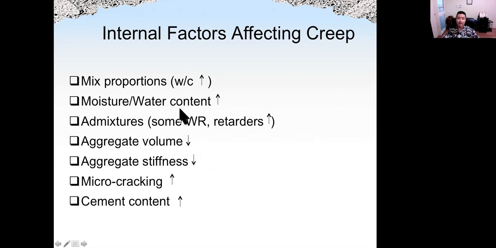Internal factors. Okay, so here means if we increase W over C, creep will be higher. So same thing for dry shrinkage. Increase moisture and water content, creep will be higher. Again, same thing for dry shrinkage. Okay, and you can see the remaining internal factors affect shrinkage and creep the same way.